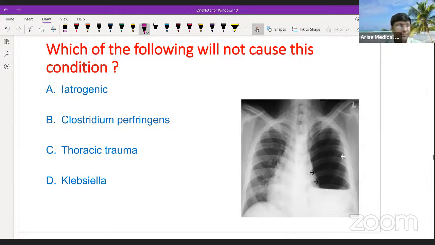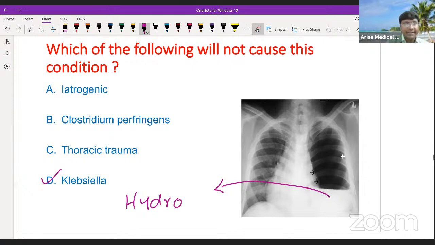Right. So Samuel Alamoto as well as Mohammad Umar have answered. The answer is Klebsiella. Now, what is the diagnosis? The diagnosis is hydropneumothorax. Now, you should know what is hydropneumothorax.